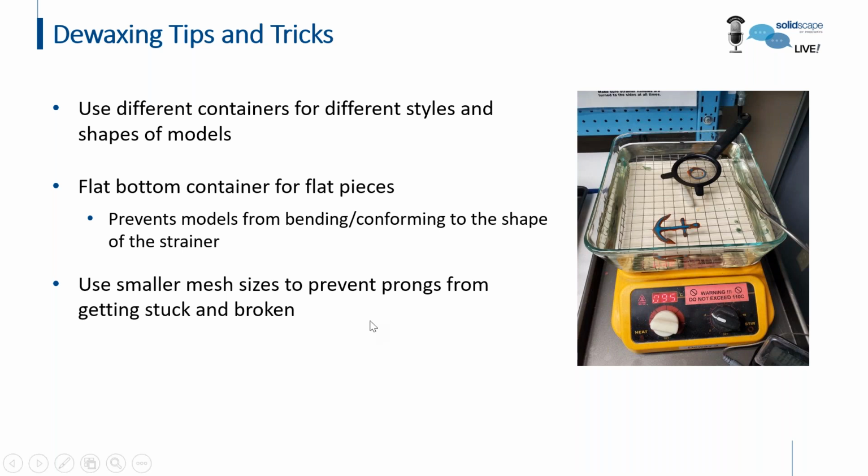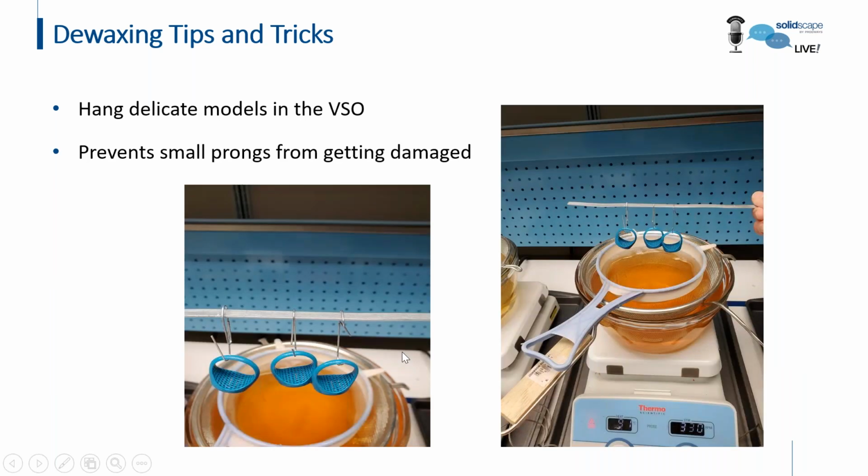What'll happen is if you use a curved bottom mesh strainer, then your flat piece will tend to curve or deform to the shape of that particular strainer. One of the other issues that I see a lot of people get frustrated with is the size of the mesh. If you have a piece that has a lot of small prongs, the prongs will actually get stuck in the mesh of the screen and get broken.